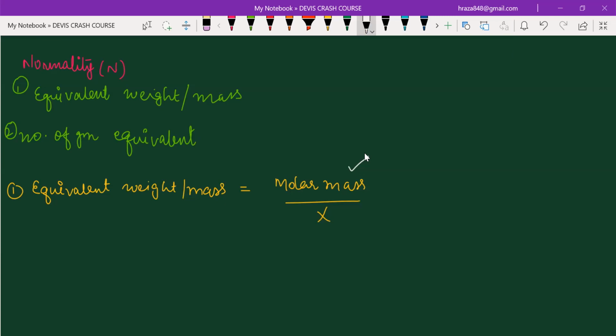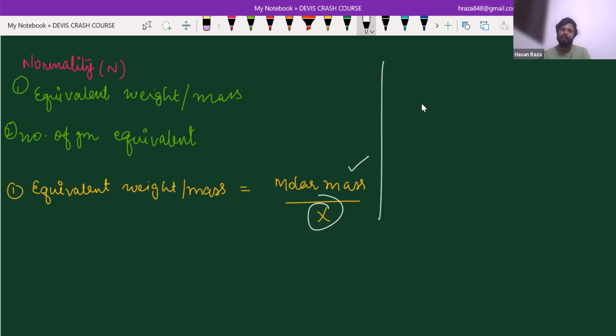If the elements present in the compound are from D block elements, the atomic mass will generally be given in the question, so you can calculate the molar mass. What about this x? This x is very important, and it is known as the n factor, or we also call it the valency factor. And we will discuss this.